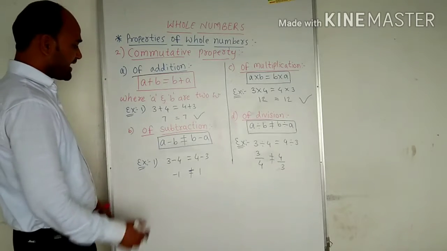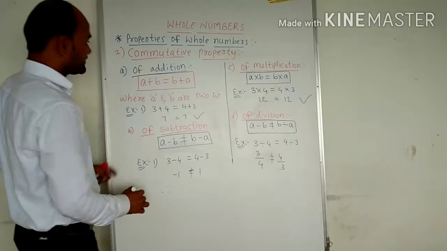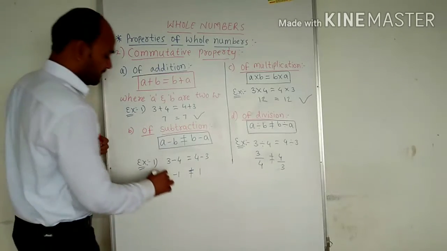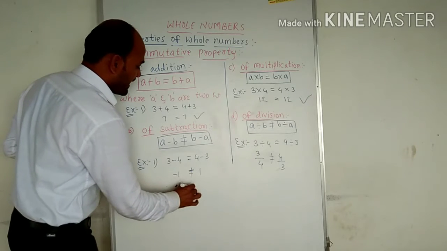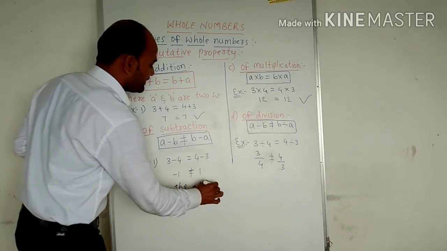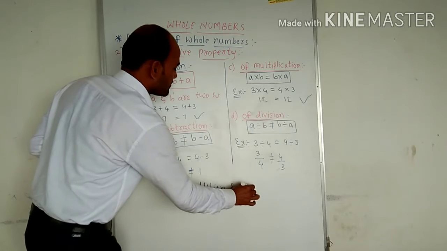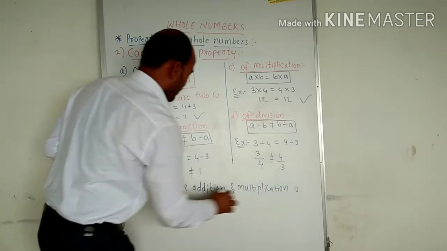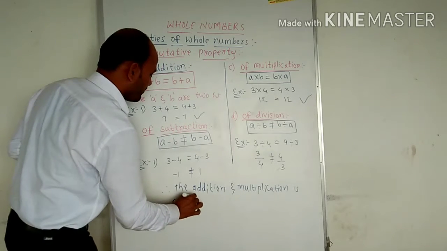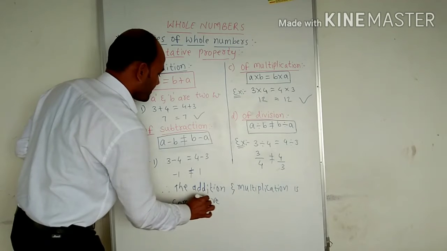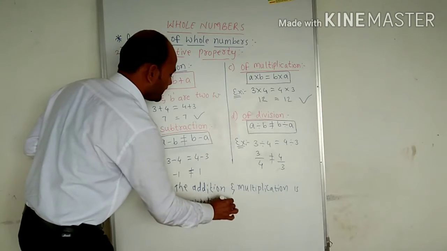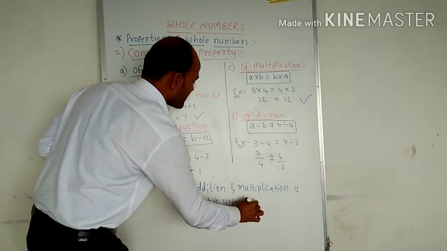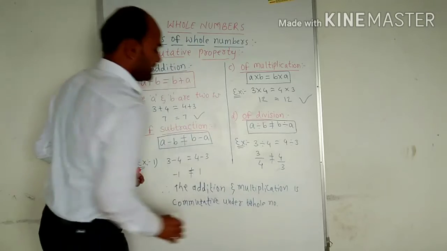So what we can write here is that addition and multiplication are commutative under whole numbers. Therefore, addition and multiplication are commutative under whole numbers.